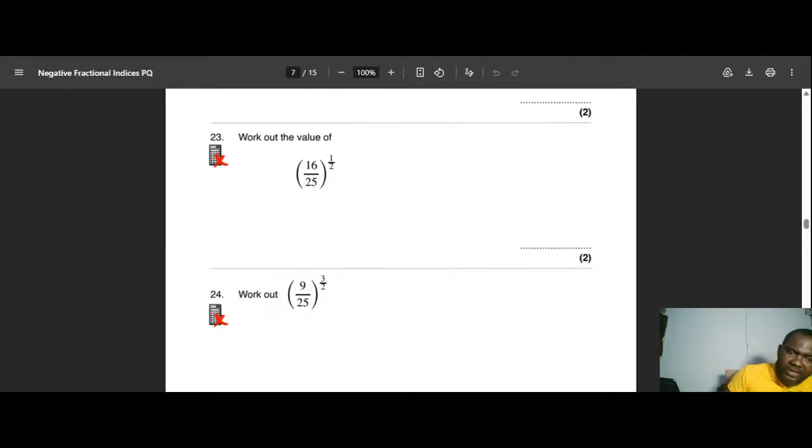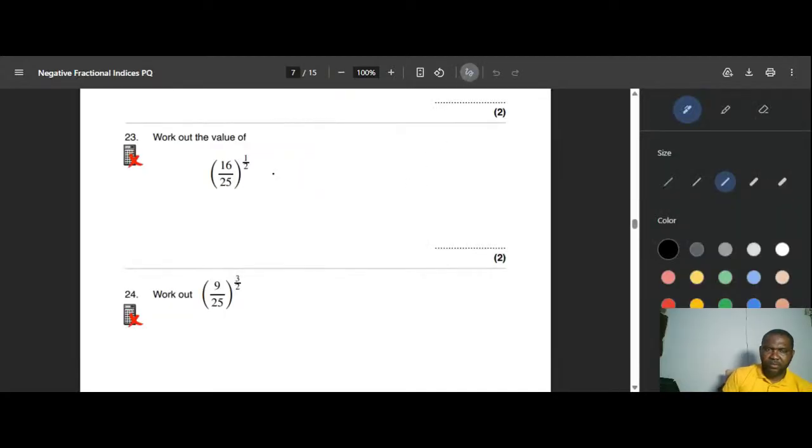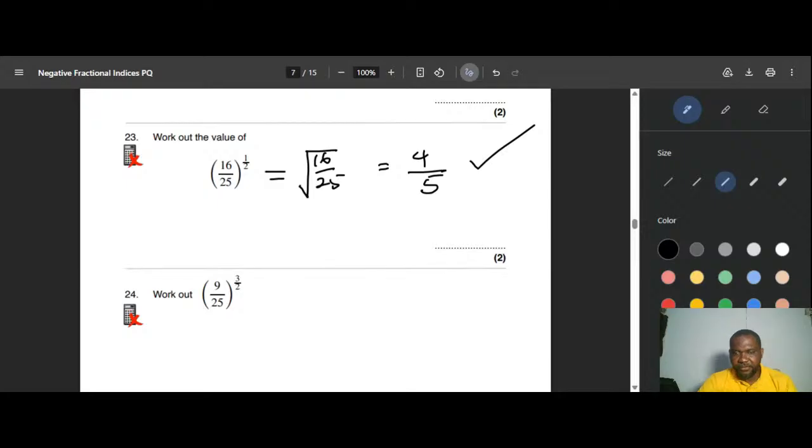Okay, so let's do it together. When we say over 2, it means square root. So I can say square root of 16 over 25. Square root of 16 is 4. Square root of 25 is 5. So if you got 4 over 5, you got it correctly. So who are those that got the first one correctly?